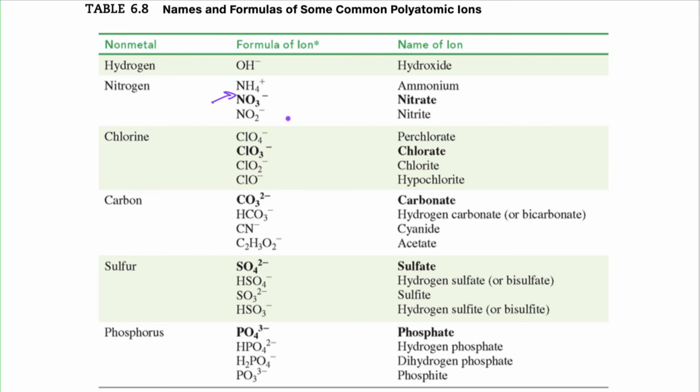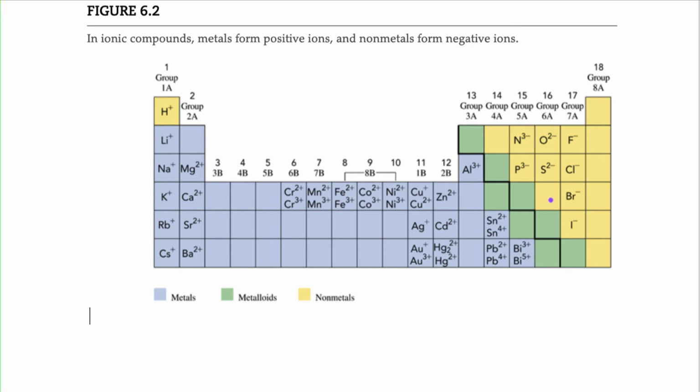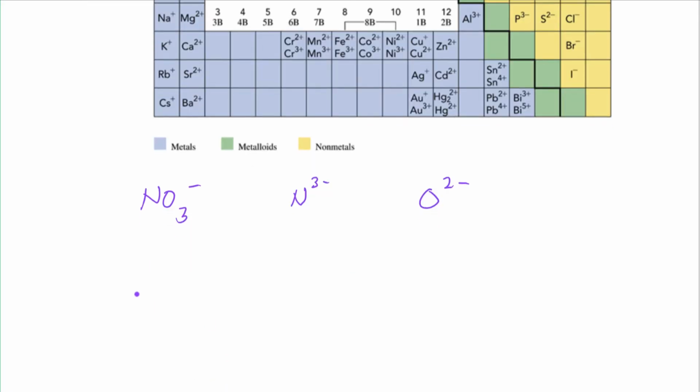And let's compare that with nitrogen and oxygen as monoatomic ions. NO3 with a negative charge, nitride with a negative 3 charge, oxide with a negative 2 charge. These are three completely different things. Nitride and oxide are monoatomic ions carrying these charges. Nitrate, on the other hand, you could draw a Lewis structure for. One common Lewis structure might look like this.